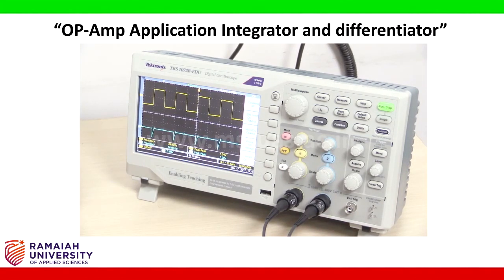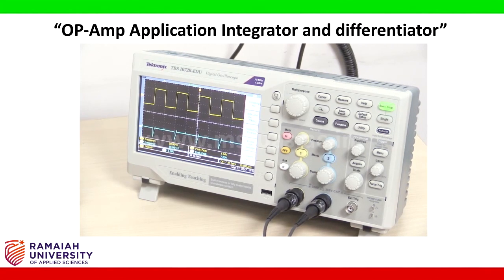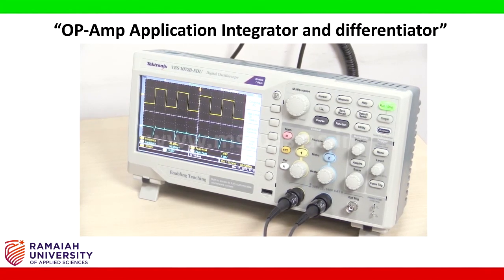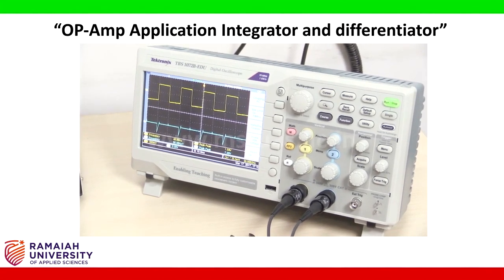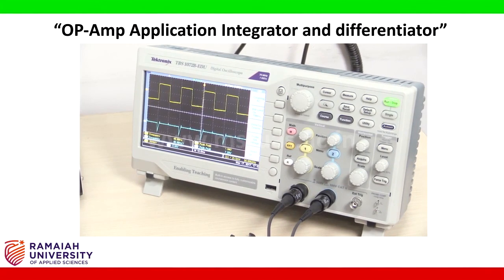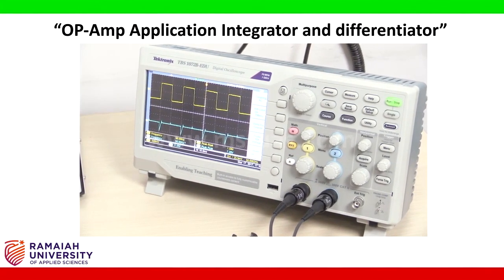Now we can conclude that our MUA741 IC will generate the integrated waveform as well as the differentiated waveform. So it is one of the applications of the MUA741 IC. So our aim of the experiment is that we can use the operational amplifier MUA741 as a differentiator and integrator. So this completes the experiment of differentiator and integrator.